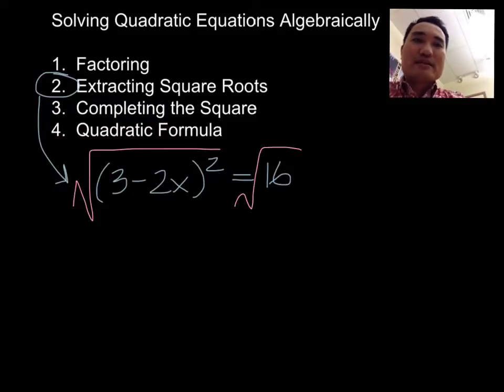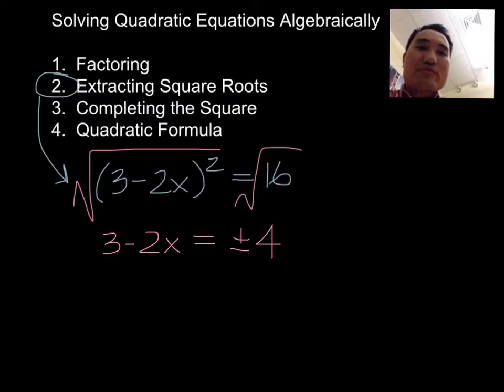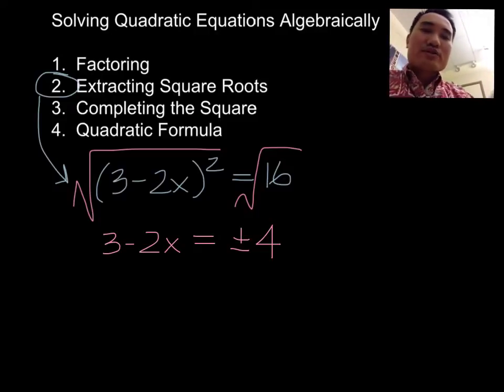And so the right-hand side, as you know, becomes 3 minus 2x, because square rooting something squared leaves you with that something. But on the other side, whenever you square root both sides, you have to remember that it becomes positive or negative 4. 4 squared is 16. Negative 4, quantity squared, is also 16.